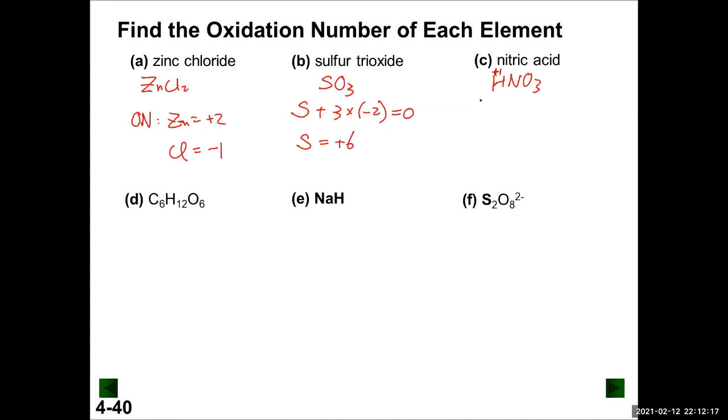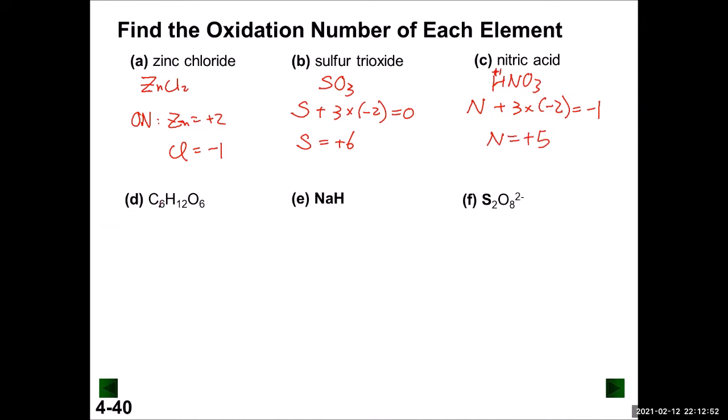The nitrate ion, as a polyatomic ion, the sum of ON numbers should equal -1, the charge of the ion. So I write down the equation: nitrogen plus 3 oxygens. And again, we see oxygen in the formula should assume the -2 ON number. And the sum of these ON numbers should equal the charge of this nitrate ion, -1. So by solving this equation, we find that nitrogen equals +5.